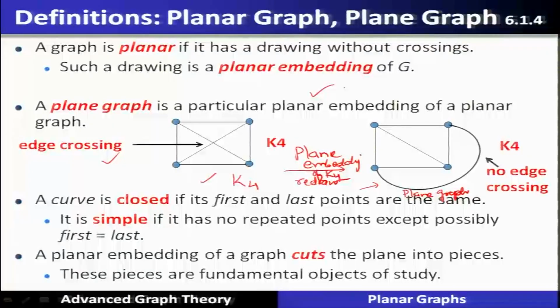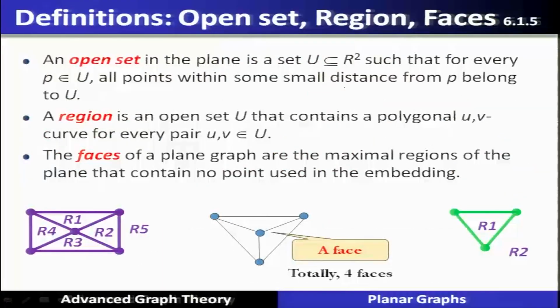A curve is closed if its first and last points are the same. It is simple if it has no repeated points except possibly the first and last. A planar embedding of a graph cuts the plane into pieces. These pieces are the fundamental objects of study in this topic. Definitions: open set, region, faces. An open set in the plane is a set U in two-dimensional space such that for every point P in U, all points within a small distance from P belong to U.